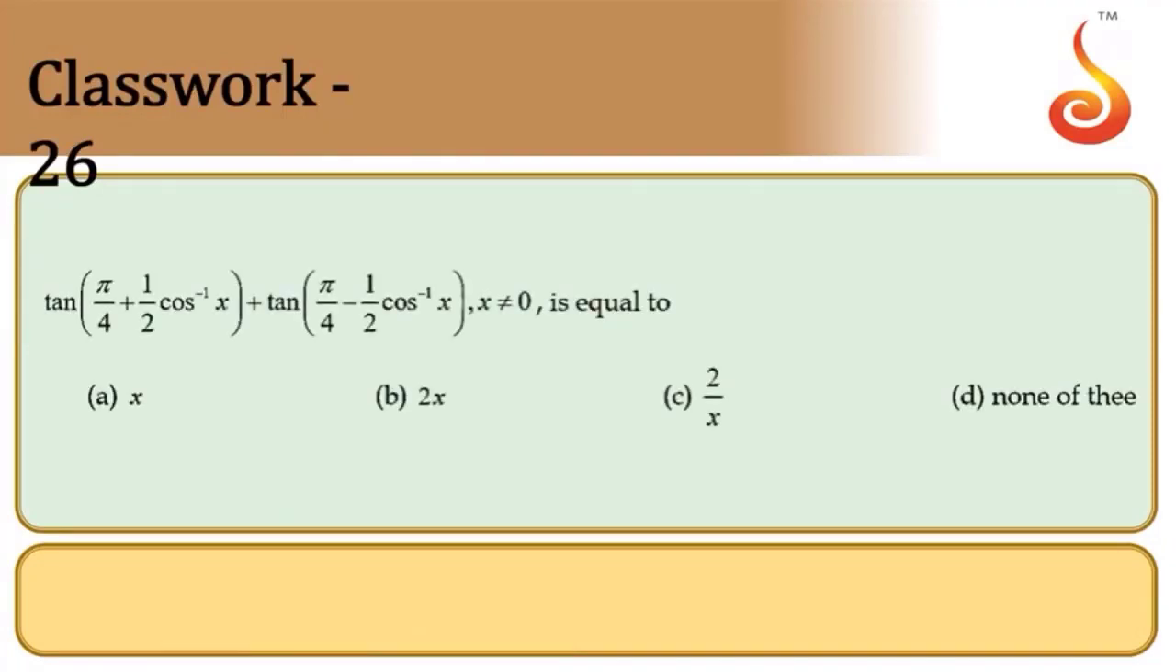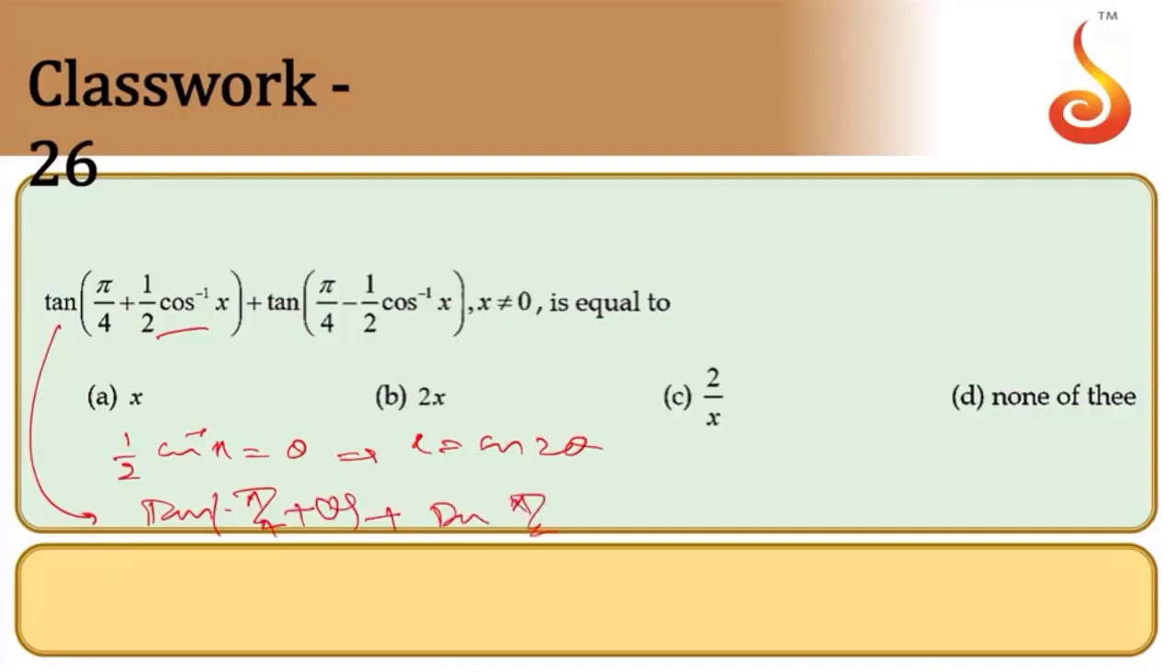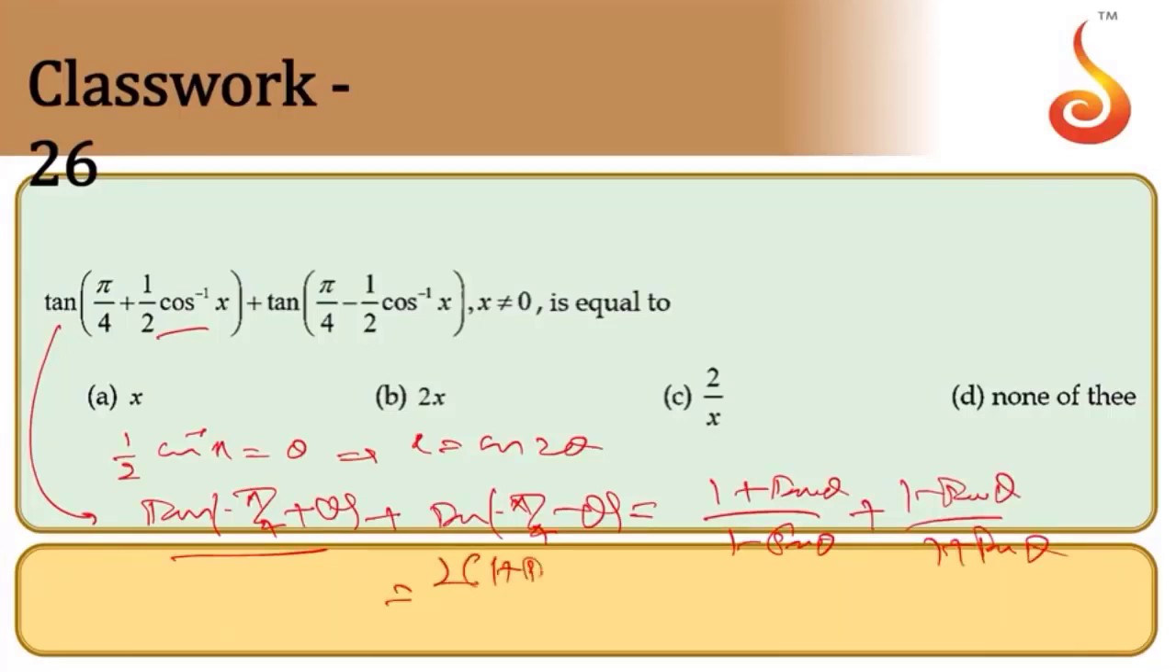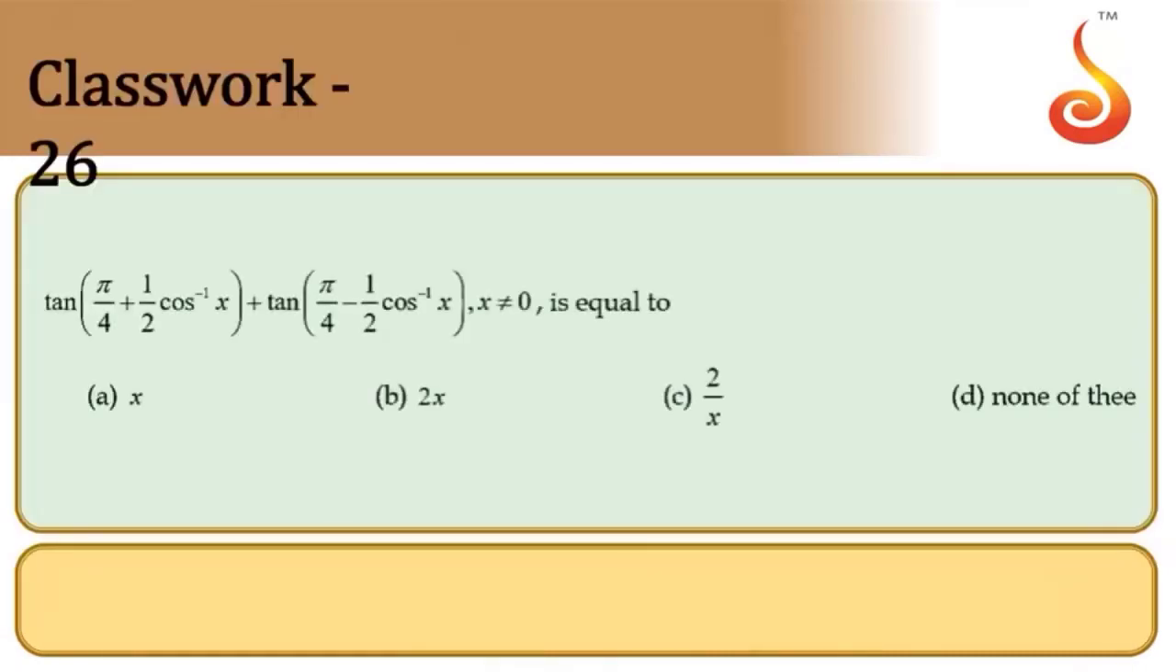So let me go for the next one, the 26th one. If I take this equal to theta, half cos inverse x is equal to theta, then x is equal to cos 2 theta. So this will actually become tan of pi by 4 plus theta plus tan of pi by 4 minus theta. And that is nothing but 1 plus tan theta by 1 minus tan theta, plus 1 minus tan theta divided by 1 plus tan theta. And that is equal to 2 times 1 plus tan square theta divided by 1 minus tan square theta. So 2 divided by cos 2 theta. But cos 2 theta is x, therefore we'll be getting 2 by x as the required answer.